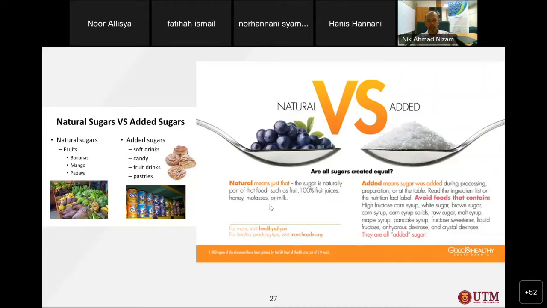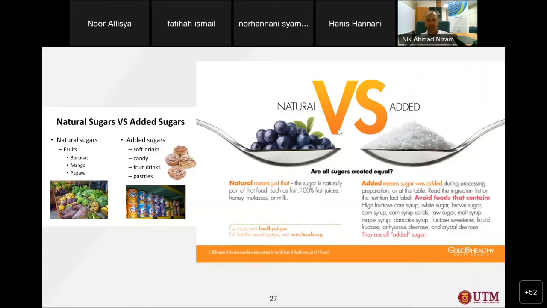100% fruit juice, honey, molasses, or milk. But added means that sugar was added during processing, preparation, or at the table. It's not just the sugar we put in the water or in the coffee, but you can also see sugar inside the soft drinks. Avoid foods that contain high fructose corn syrup, white sugar, brown sugar, corn syrup, and so on. They are all added sugar. Fruit pancake syrup, fructose sweetener, and so on.